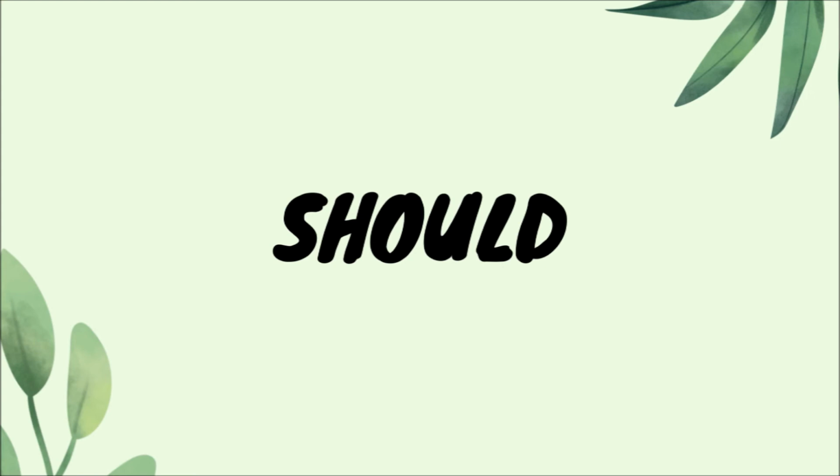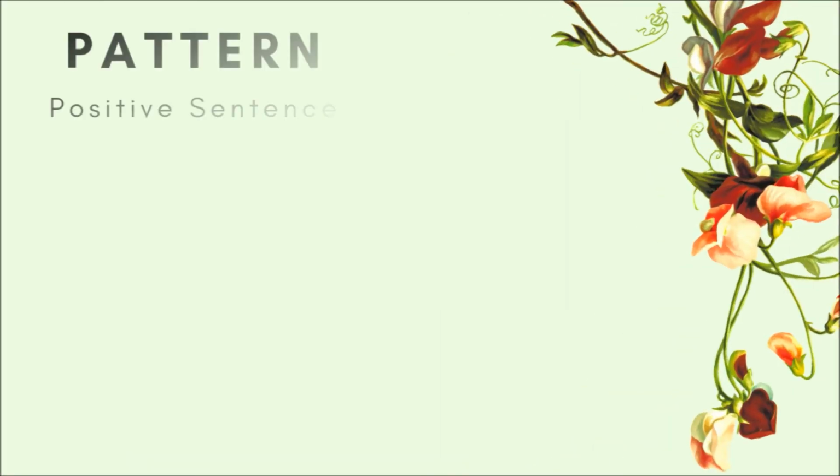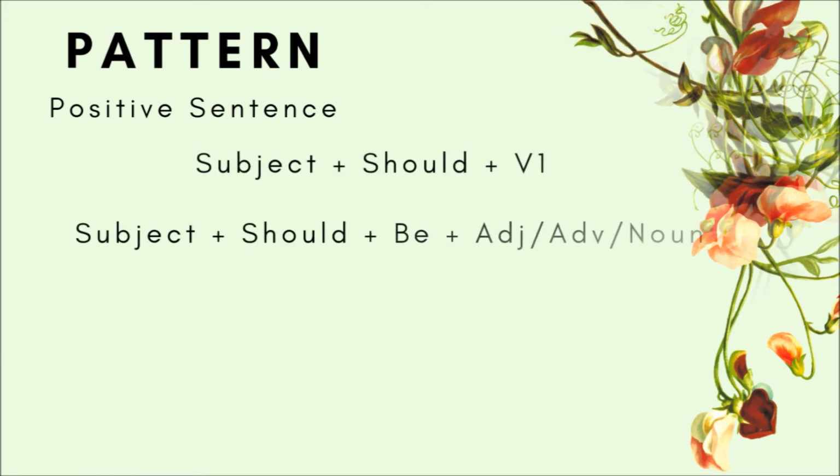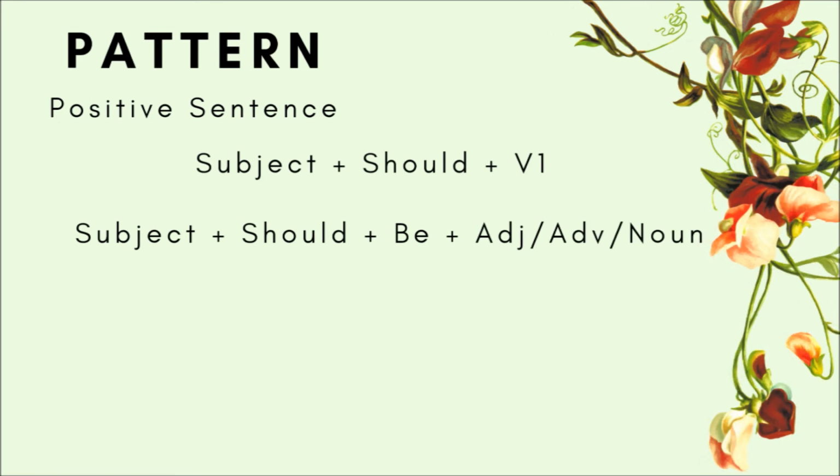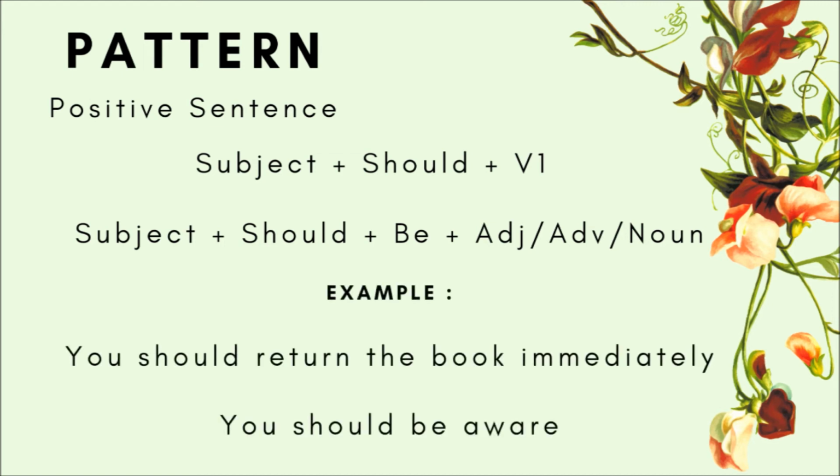First of all, let's learn about the pattern. The first one is the pattern of positive sentence. There are two patterns. The first one is subject plus should plus verb 1, and the second one is subject plus should plus be plus adjective or adverb or noun. For the example, the first one is, you should return the book immediately.